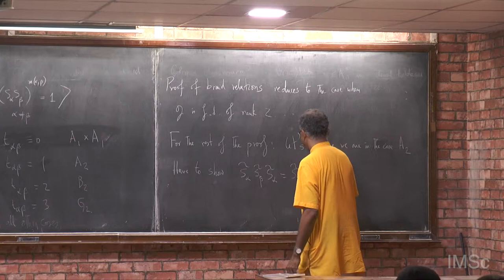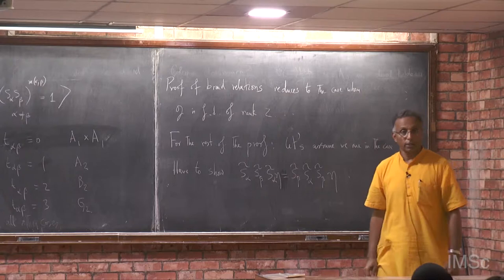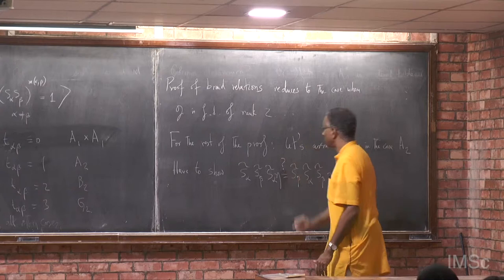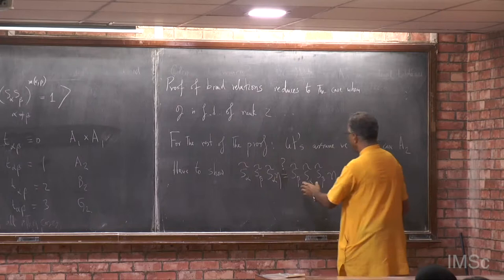So what do I mean? I take any eta and I have to show this. So let me write a question mark there, which already means I have to show this. So how do I show this? There are some reductions that you can make. Here is the first reduction.